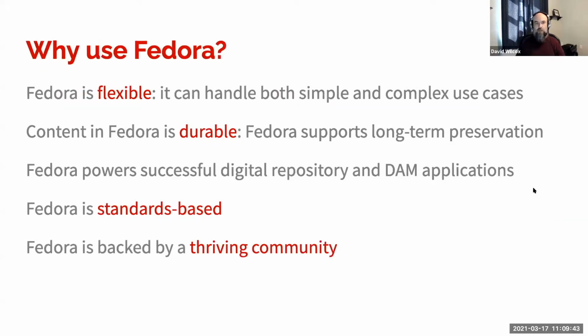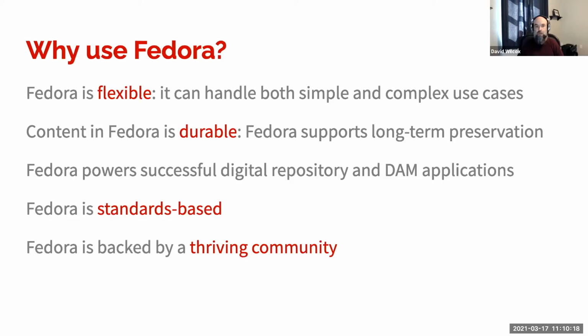So in terms of the value proposition and why people tend to choose Fedora and adopt it, again, this notion of flexibility, I think, is really core to the use cases for Fedora, being able to handle both simple use cases, but also more complex ones. And sometimes when you're starting out with a repository, your use cases are fairly simple, but they can grow in complexity over time. So starting with a system like Fedora will allow you to adopt more and more complex use cases without having to fundamentally change your software architecture.